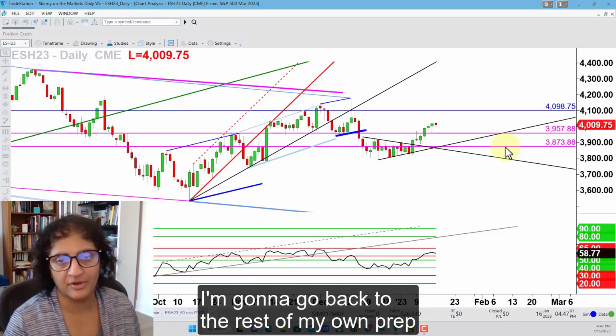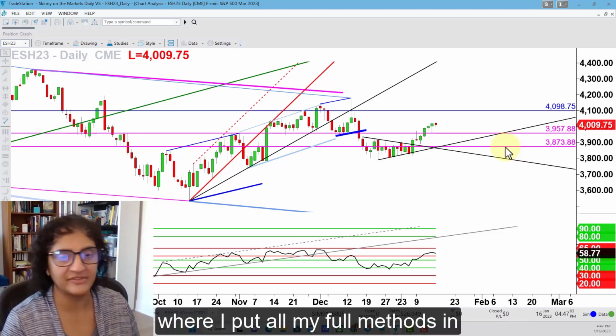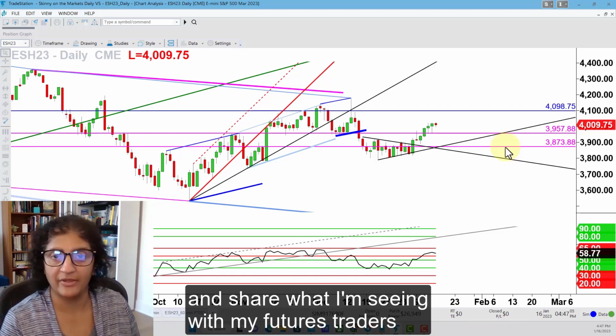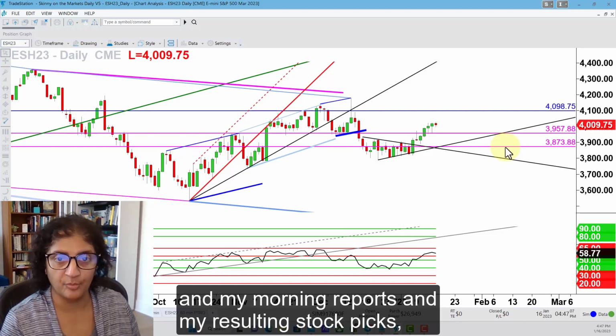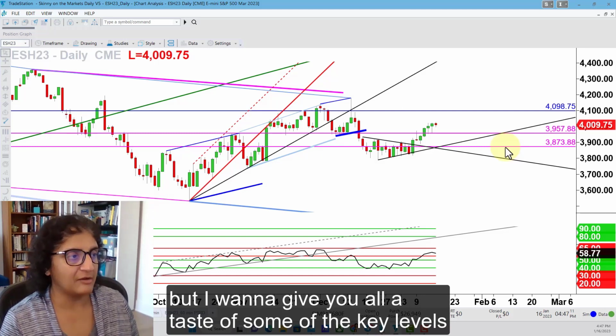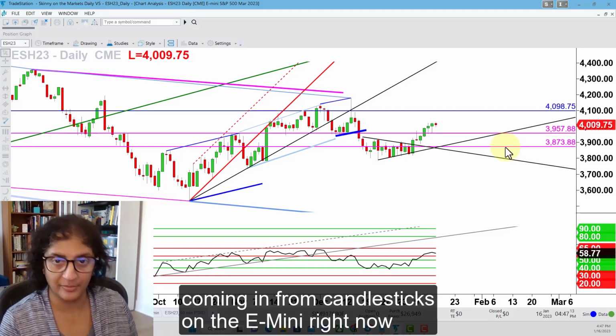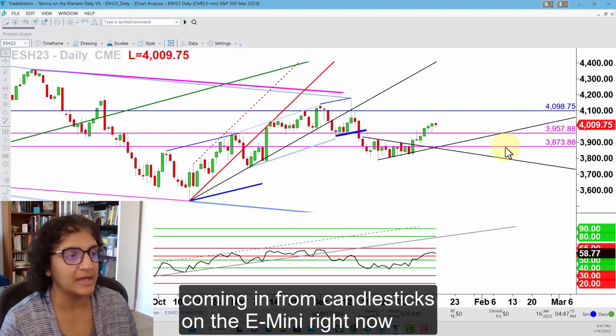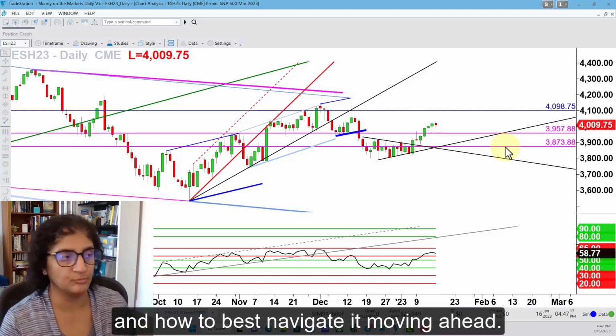I'm going to go back to the rest of my own prep where I put all my full methods in and share what I'm seeing with my futures traders in my morning reports and my resulting stock picks. But I want to give you all a taste of some of the key levels coming in from candlesticks on the E-mini right now and how to best navigate it moving ahead.